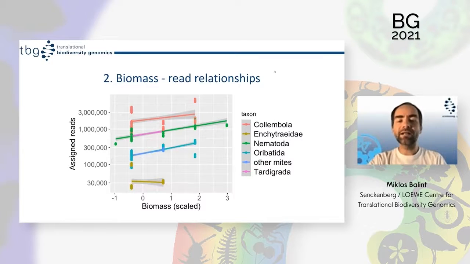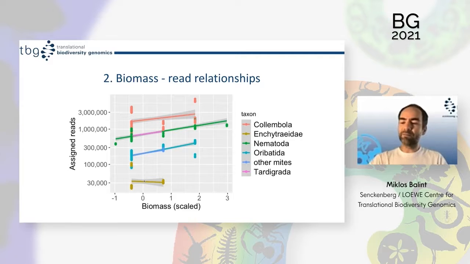The second result is the biomass read relationship. Again, on the x-axis, you see the biomass, and the y-axis is the number of assigned reads on a log scale. The first thing that is really striking here is that we see a strong difference among the different taxa with respect to assigned reads. So the springtails are working excellently. They attract a lot of reads. The potworms are working quite poorly.